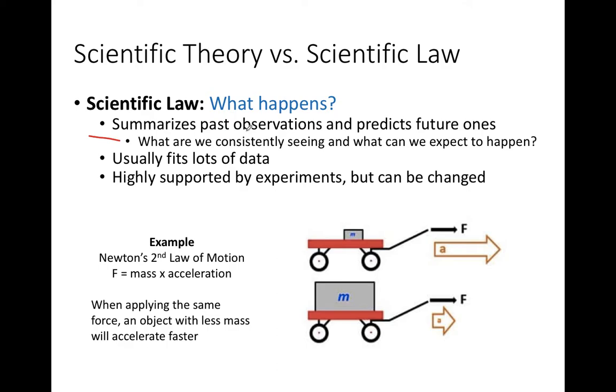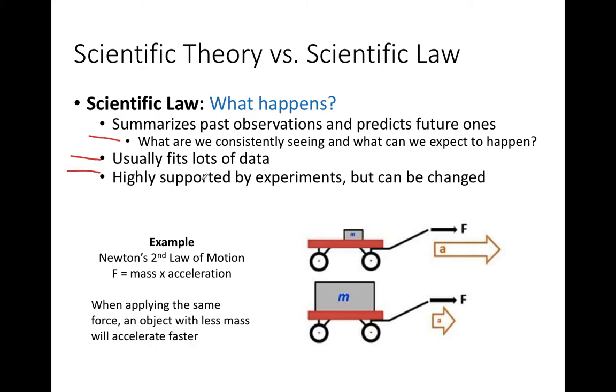For example, an observation would be the sky is blue, or that the color of this apple is red. That's just explaining what is going on. It's not necessarily telling you why it's going on, what is the reason behind it. It's just telling you about a consistent observation, and it will allow us to predict what is going to happen. These scientific laws usually fit lots and lots of data. So there is lots of different information that supports that law. That means they're highly supported by experiments.